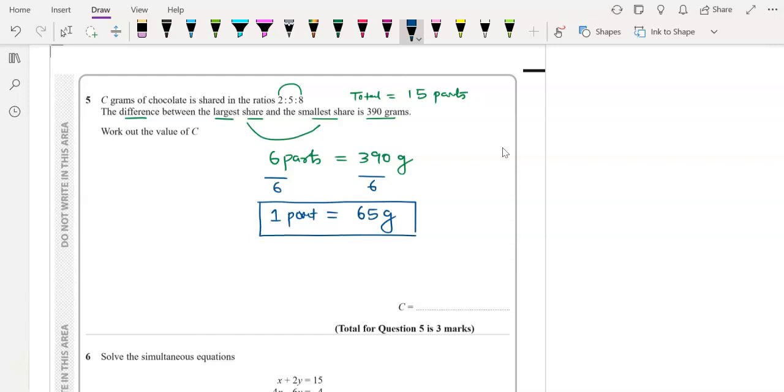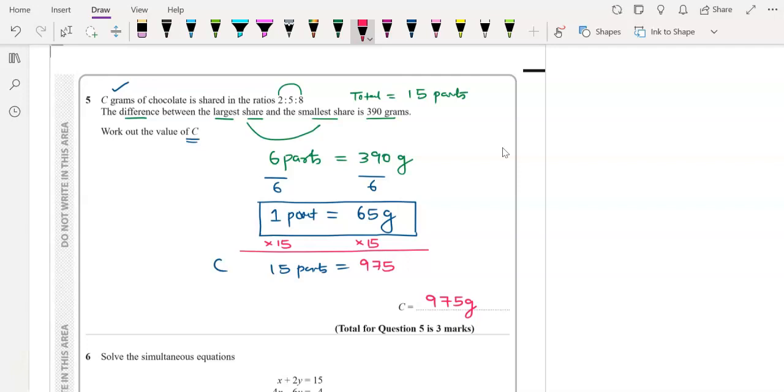Now, once you know 1 part, it's easy to work out all the values. They want you to find the value of C, which is the total, that is 15 parts. So 1 part is 65. I want 15 parts. So I need to multiply both sides by 15. So 15 times 65 will give me 975. So the total weight of chocolates is 975 grams.